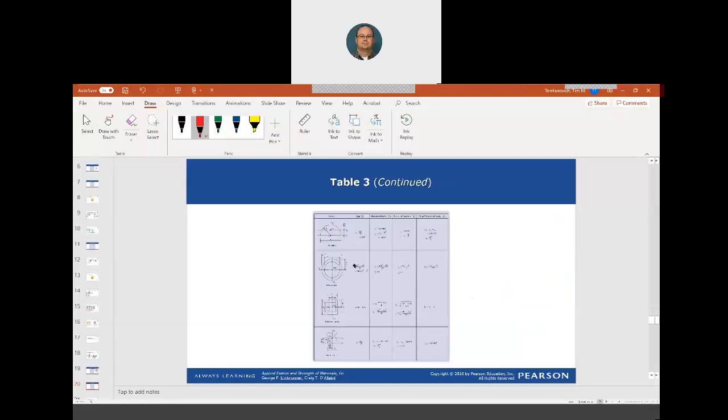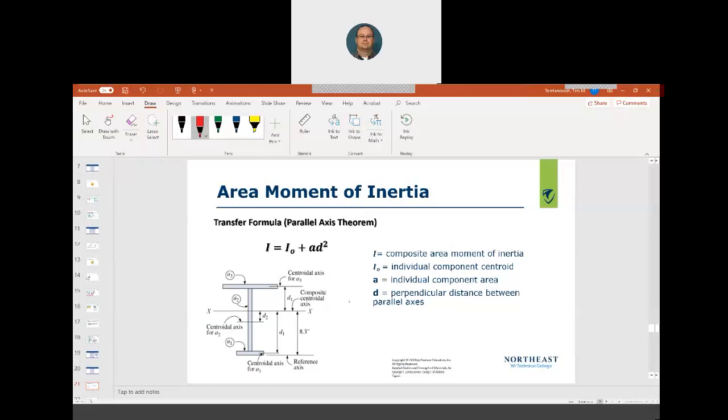Okay, so here's again moment of inertia. The transfer formula, or the parallel axis theorem. Basically, the first thing I do is find the composite centroidal axis, and then any shapes that do not fall on the composite centroidal axis actually increase the area moment of inertia. Believe it or not, it makes it stiffer.